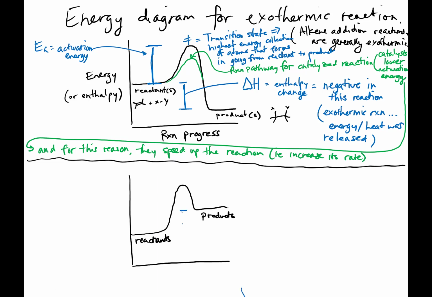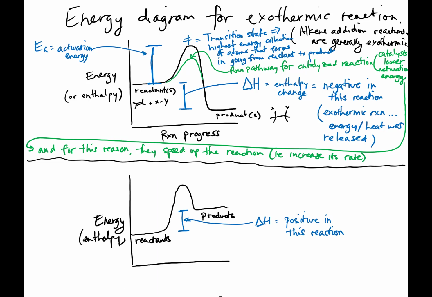The main difference here, I won't write all the other things, but this we need to write. You still have an activation energy for sure, but the main difference is that delta H, the enthalpy change, is positive for this reaction. All those other things we could diagram here, but that's the main one. So enthalpy, reaction progress, and all that other stuff.